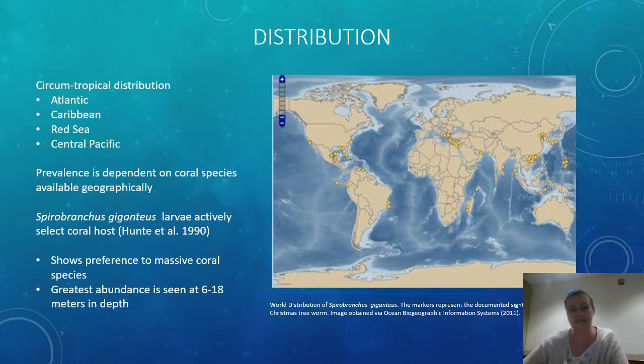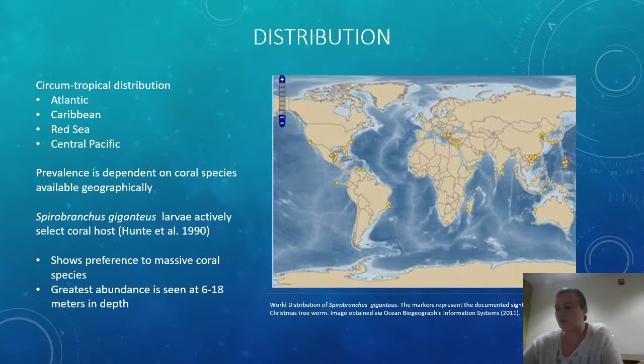Spirobranchus giganteus' distribution is circumtropical. It's found in the Atlantic, Caribbean, Red Sea, and Central Pacific. I would consider that equatorial. If you look at the figure on the right, you can see that it's a map of the world distribution of Spirobranchus giganteus, and you can kind of see that it goes along the middle equatorial line of the map.